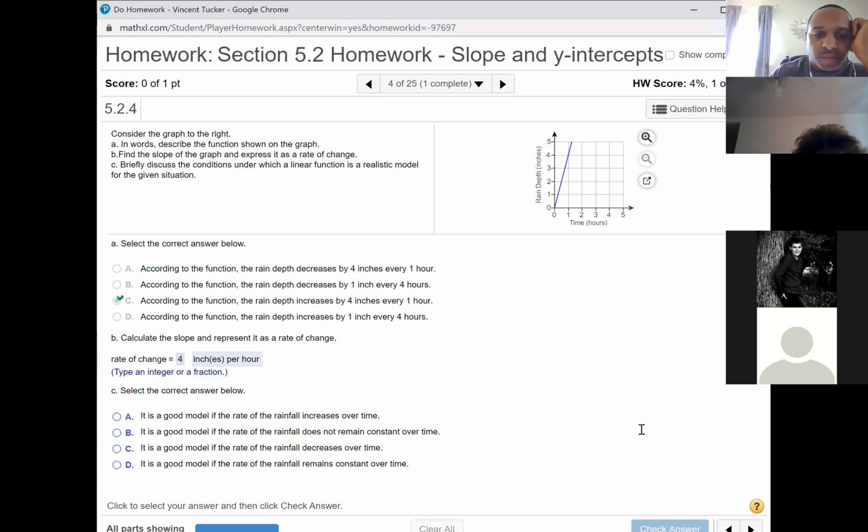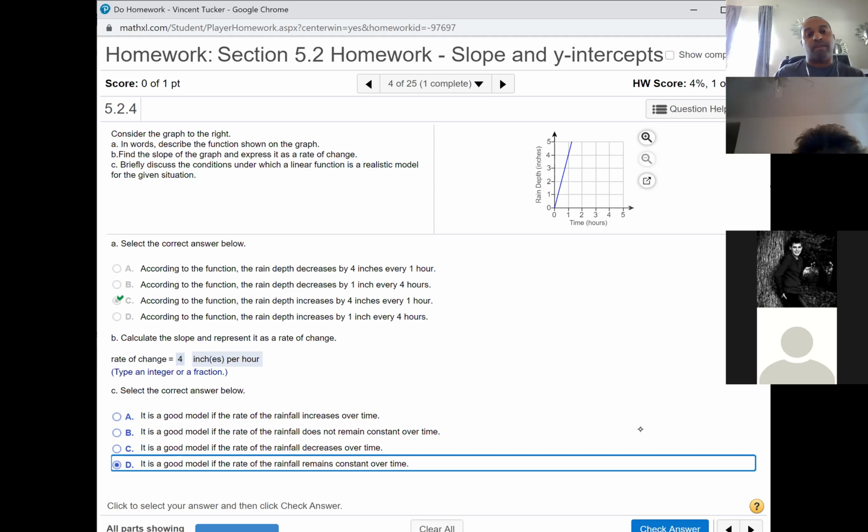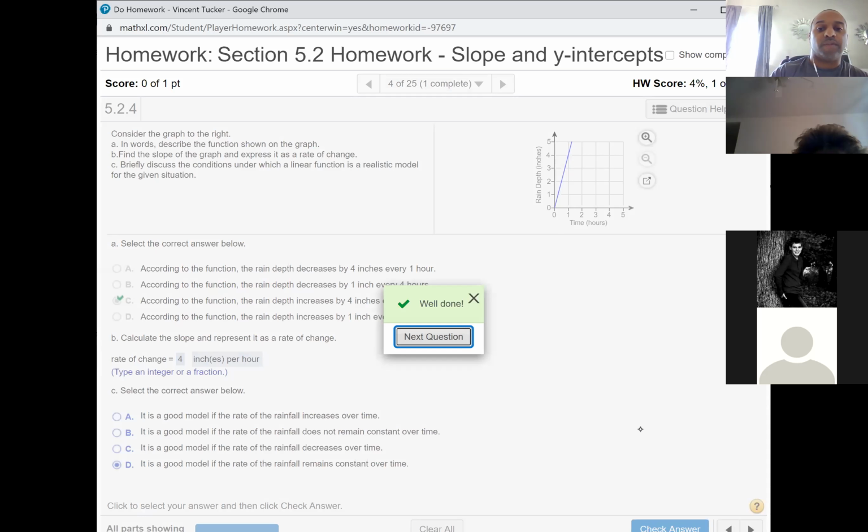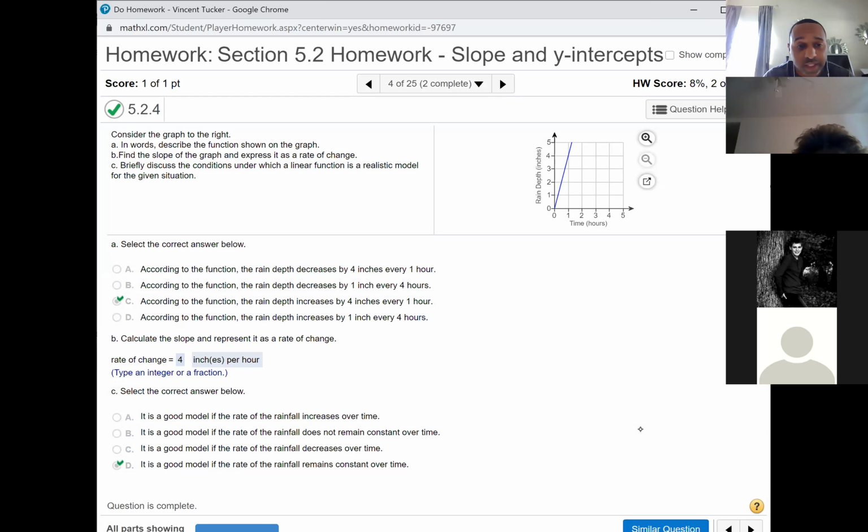Oh, this one. It is a good model if the rate of rainfall remains consistent. So if your rate is going to stay at 4 inches per hour, then it's a good model. But if that rate is going to increase, then of course this wouldn't be a good model, because that means that 4 would be different. So that's what we're talking about there.